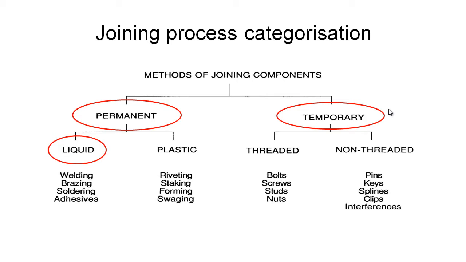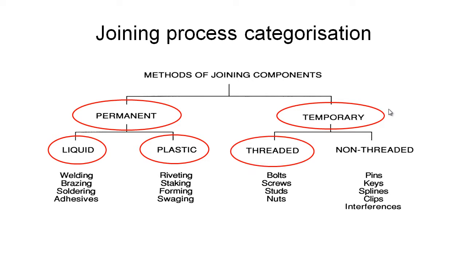Underneath the permanent methods, I've divided them into two separate categories. Those that are joined using liquids, which might include welding, brazing, soldering, and also the use of adhesives. And then on the other arm of this category, we have plastic joining methods. I'm not talking about plastics. What we're talking about here is plastic deformation of our materials to enable them to act as joiners. So things like riveting, staking, forming, and swaging are all ways of joining two components or two materials together by plastically deforming those materials.